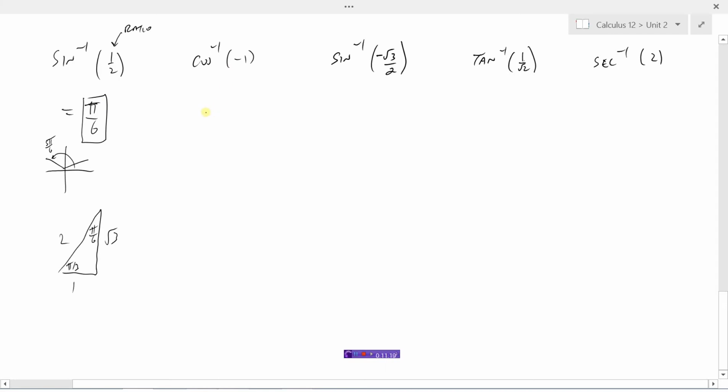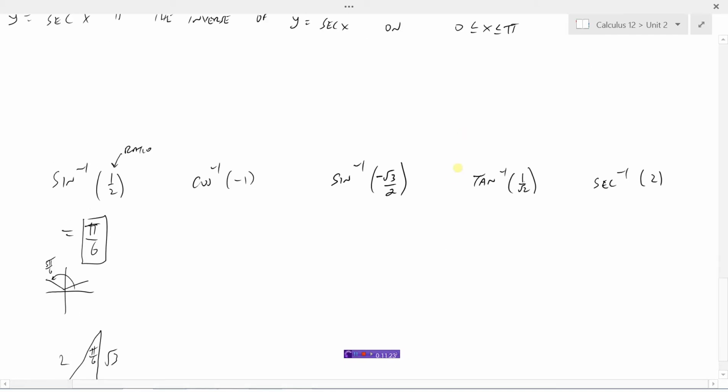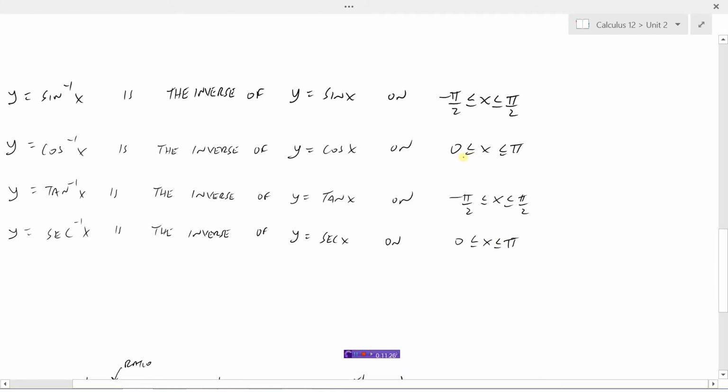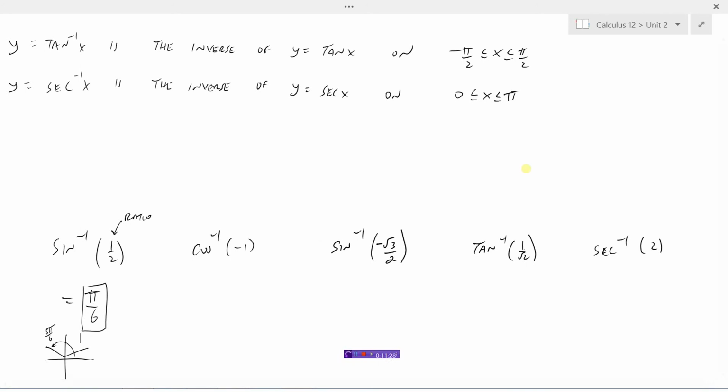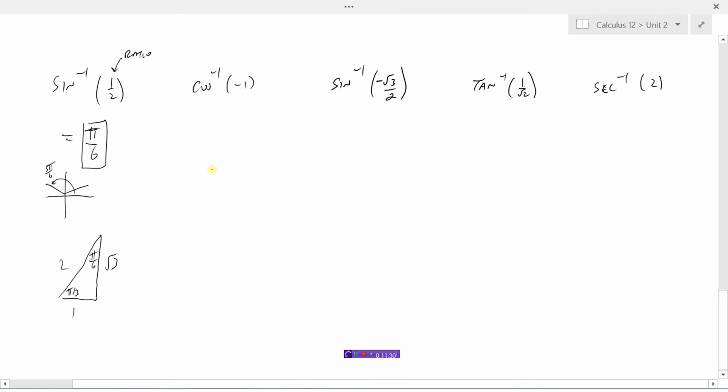The inverse cosine of -1. So cosine is defined on the interval 0 to pi. So you think of your cosine graph, which looks like this. We want to know, where is cosine -1? Cosine is -1 right here at pi. So what is the angle? The angle is pi. The cosine of pi is -1.